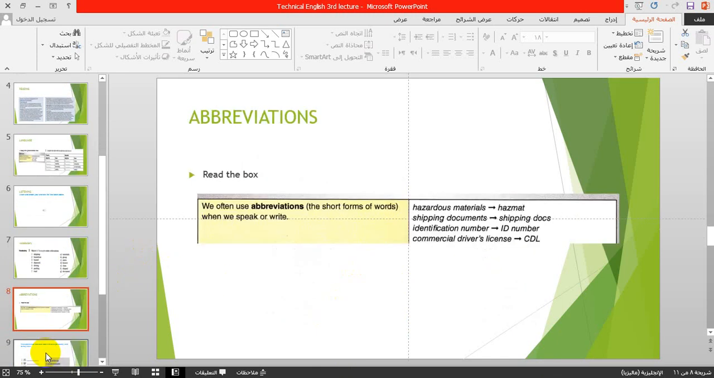Then abbreviations, read the box. Okay, we often use abbreviations, acronyms, the short forms of words, when we speak or write. For example, hazardous material should be hazmat. Shipping documents, shipping docs. Identification number, ID number. Commercial driver's license, CDL. So these are some of the abbreviations in the oil and gas industry, some technical terms.